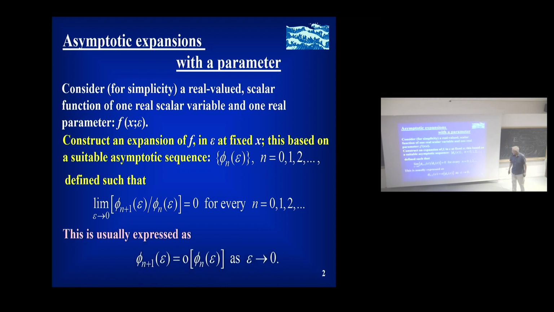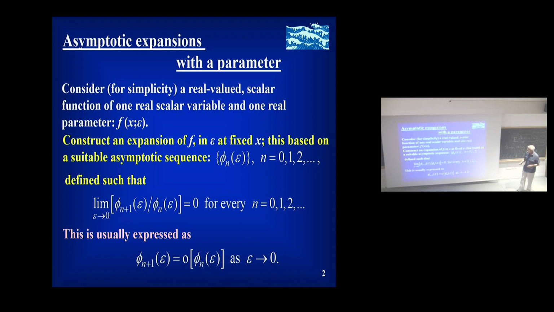Okay. The usual notation that we will use, using little o and big O notation, is that phi n plus 1 is little o, and that is meant to be a little o, the big O's being rather larger than that, little o of phi n as epsilon tends to 0. One other comment: I will always assume in this system, and I should have written it here, that epsilon is a positive parameter, so we're going to 0 through the positive numbers.